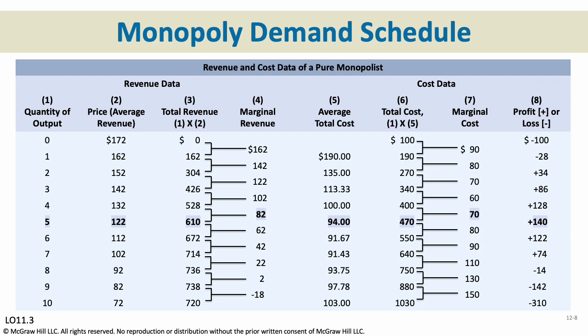So at a quantity of 5 here, price is 122. Total revenue is simply price times quantity. So we've got our marginal revenue, and total cost, which is simply the average total cost multiplied by the quantity. And we're going to look at our marginal cost as well. And finally, what's our profit? Our profit is simply going to be our total revenue minus our total cost, and that's going to be this guy right here. Let me get the highlighter: positive 140.